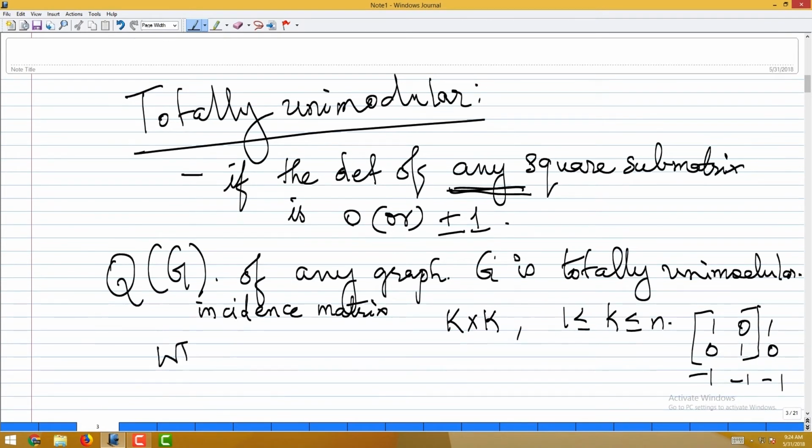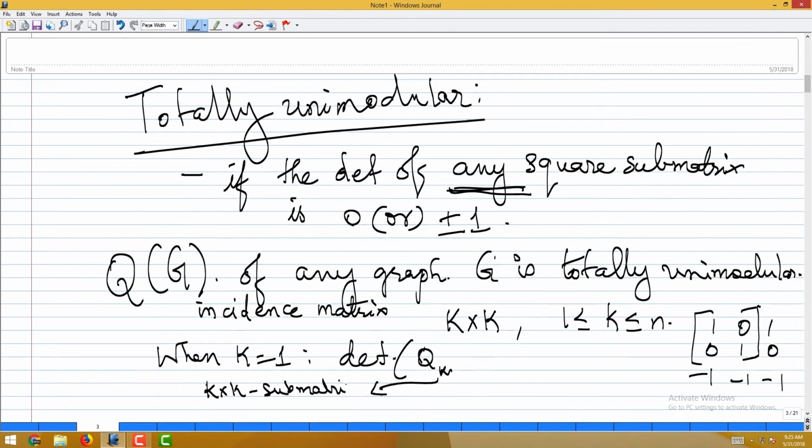So, when k is equal to 1, I will just write Qk to mean that k by k submatrix. Whatever submatrix we are talking about, if we want then we can talk about the sets I and J, but we do not want to complicate the notation. When k equal to 1, we have 0, plus or minus 1 as the entries. So, any 1 by 1 entry has this, and we can immediately conclude here.